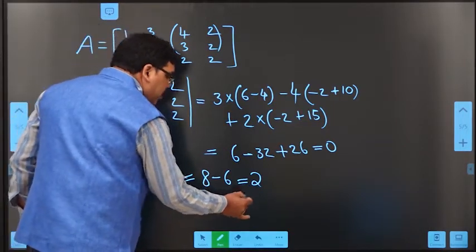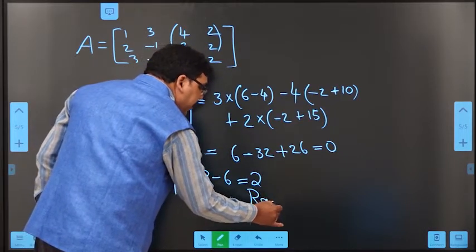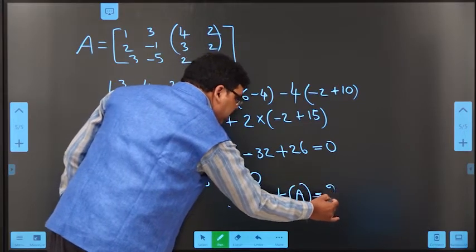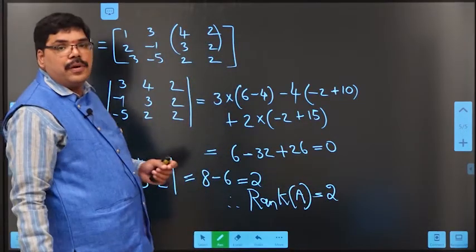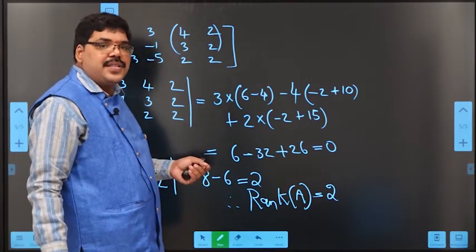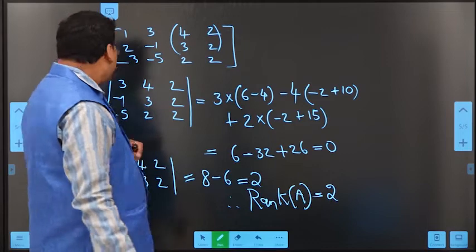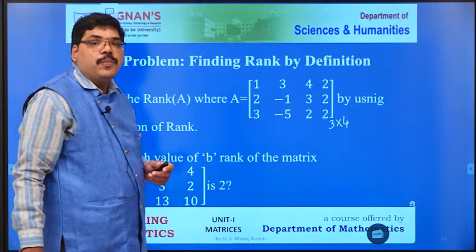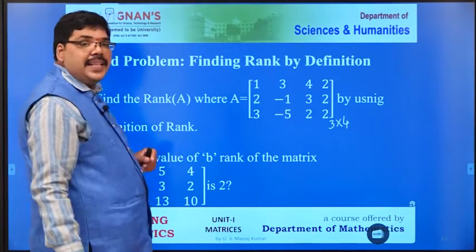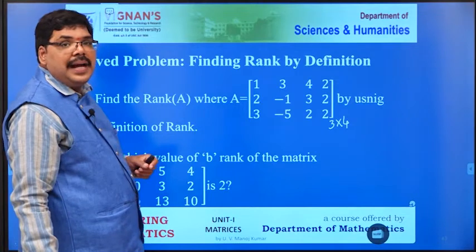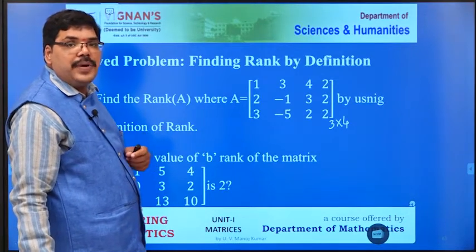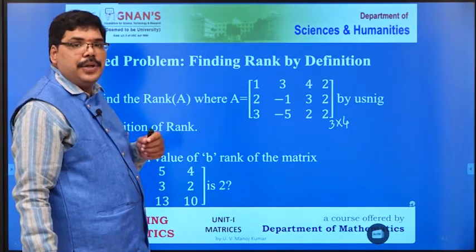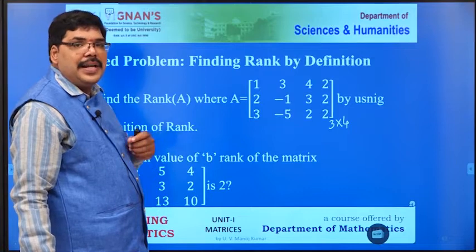Therefore, rank of A equals 2. Therefore, by definition, the rank of the given matrix is 2. Similarly, there is another problem here where the rank is given as 2 and you have to find the value of B. I am giving you this problem as an exercise. You complete this problem and find the value of B suitably.